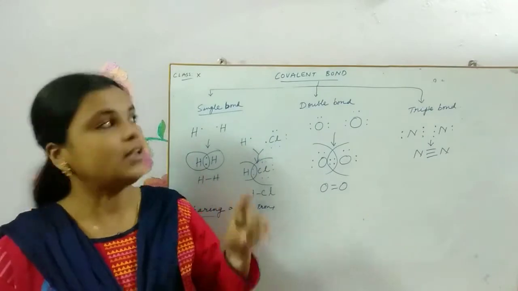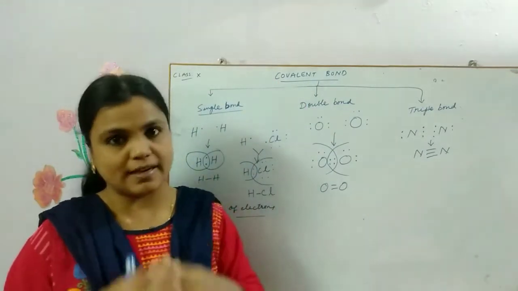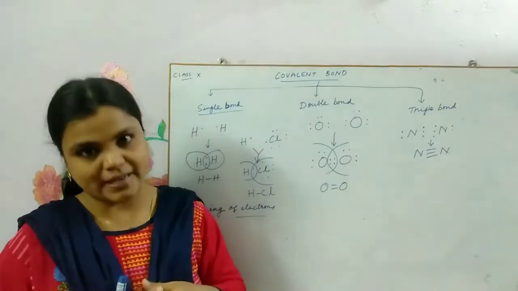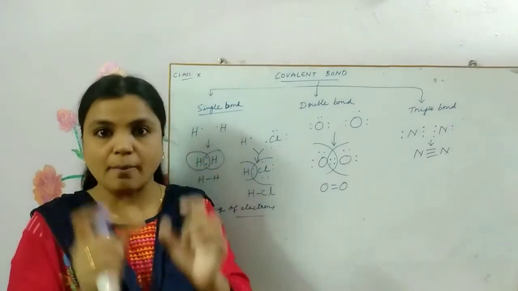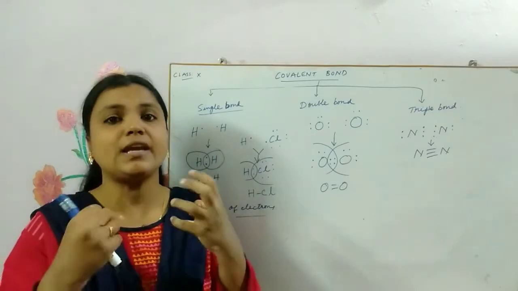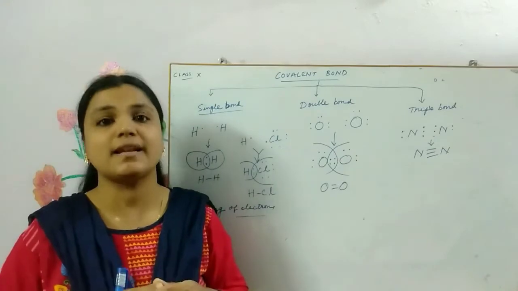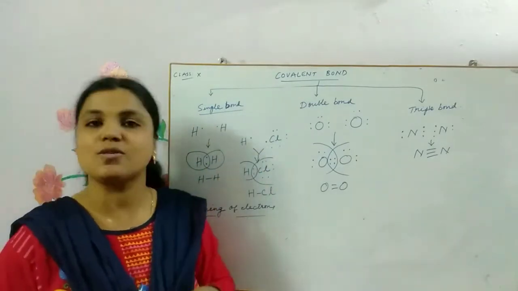Unlike ionic bond, in covalent bond there won't be any transfer of electrons. Instead, there will be a sharing of electrons, children, because both the atoms that will be forming an element or a compound will actually be in need of electrons. Both of them would require electrons. So the best thing that they do is they share the electrons. You will understand well when I give you some examples.